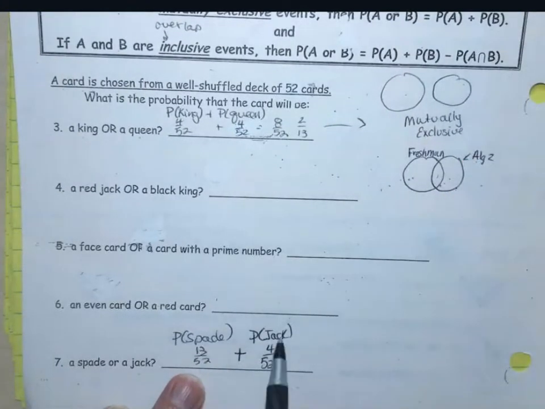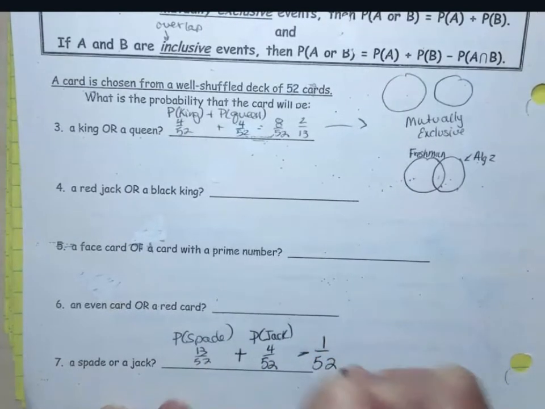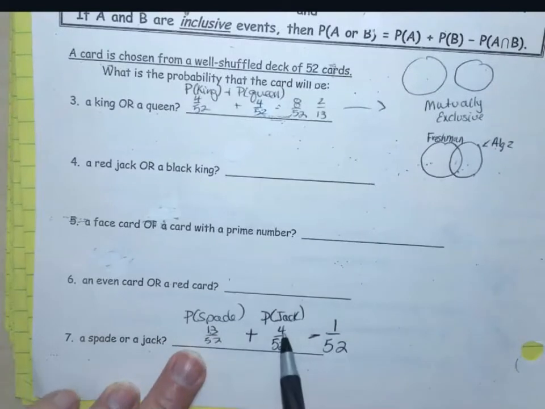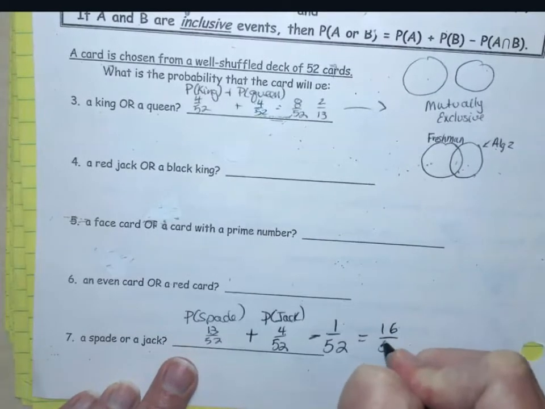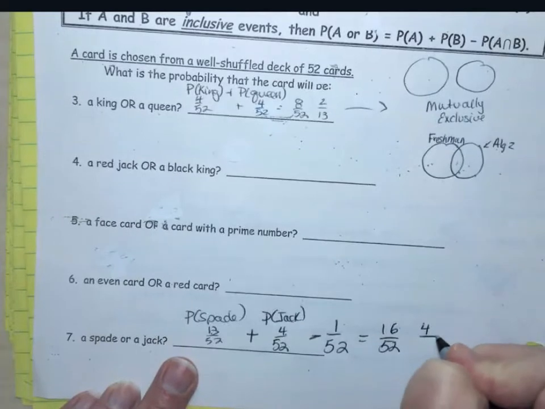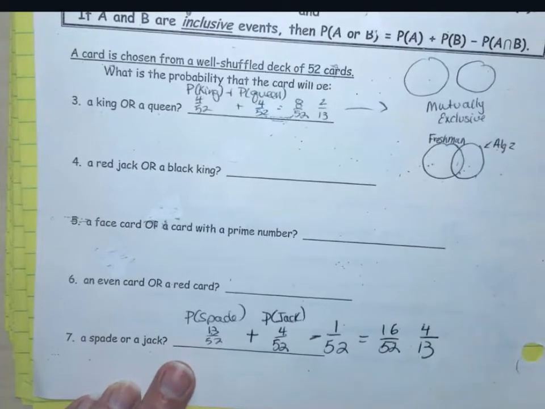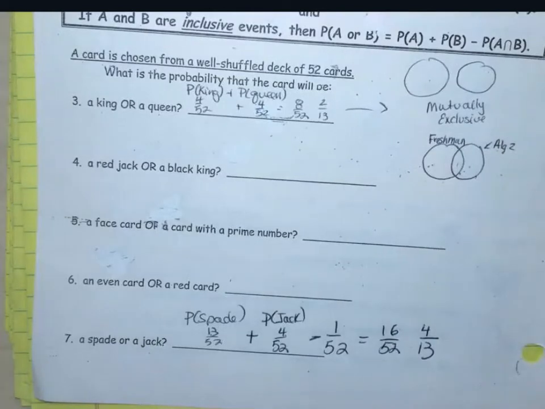So we only have 1 jack that is a spade, so we need to subtract off 1/52. So we have 13, 17, minus 1 is 16/52. And then we need to divide by 4, and I get 4/13. So we have mutually exclusive and we have inclusive where the circles can cross.